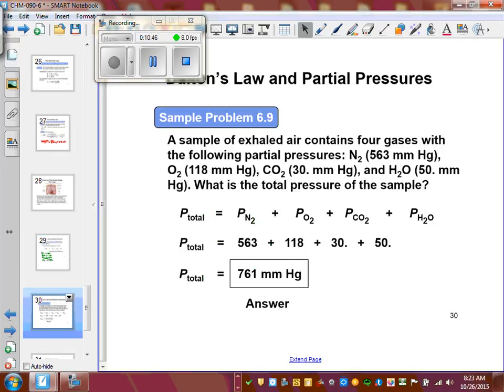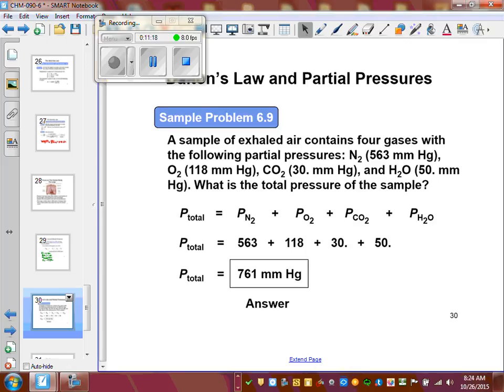So a sample of exhaled air contains 4 gases with the following partial pressures: nitrogen, 563 millimeters of mercury; oxygen, 118 millimeters of mercury; carbon dioxide, 30 millimeters of mercury; and water vapor, 50 millimeters of mercury. What's the total pressure of the sample? Okay, so the total is the sum of all the partials. Turns out the total pressure is 761 millimeters of mercury.